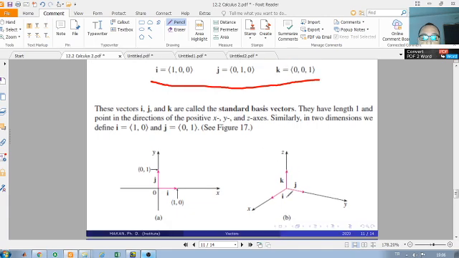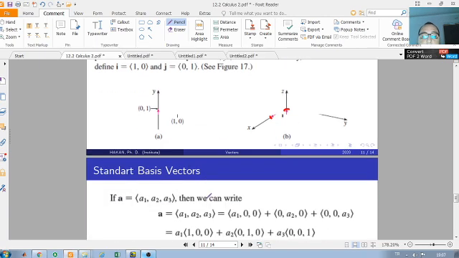(1, 0, 0) corresponds to the point on the x-axis. (0, 1, 0) is the terminal point of the vector j, and (0, 0, 1) is the terminal point of the vector k on the z-axis, and they are perpendicular to each other. Okay, and they are actually the codes of the axes of the 3-dimensional coordinate system.